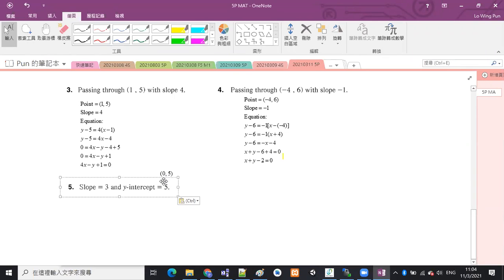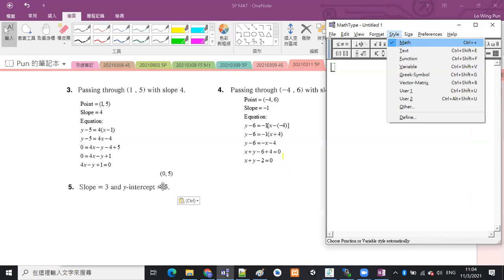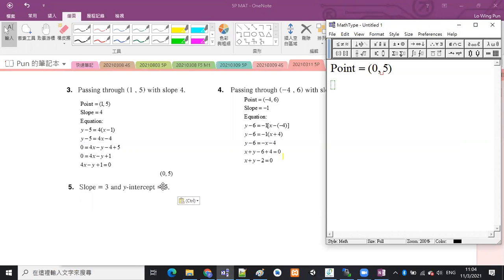Y-intercept equals 5 means that the x coordinate is 0 because we need to put x to be 0 to calculate the y-intercept. And then this y-intercept, the number, will be the y coordinates. So now we have points is 0, 5. And we also have slope being 3. Then we can write down the equation of the straight line being y minus y1 equals m times x minus x1. Okay? Any number minus 0 is just that number. That is x. And then that is 3x actually, right?